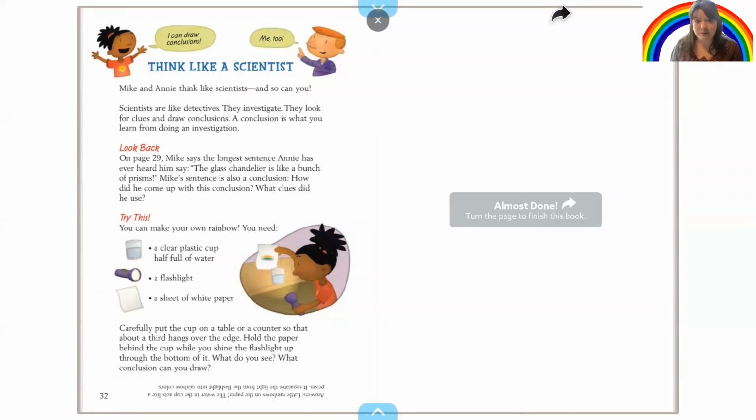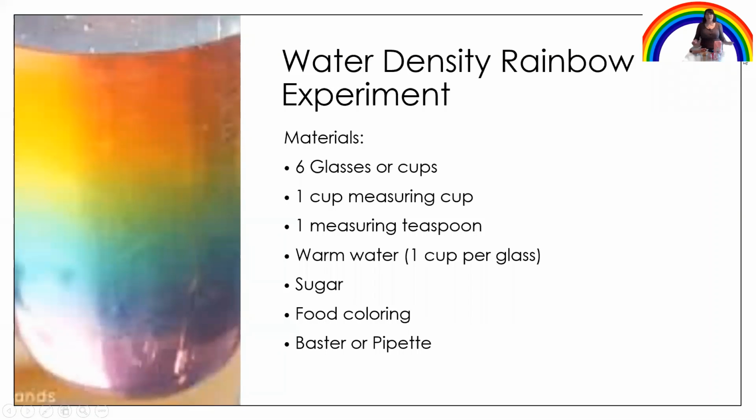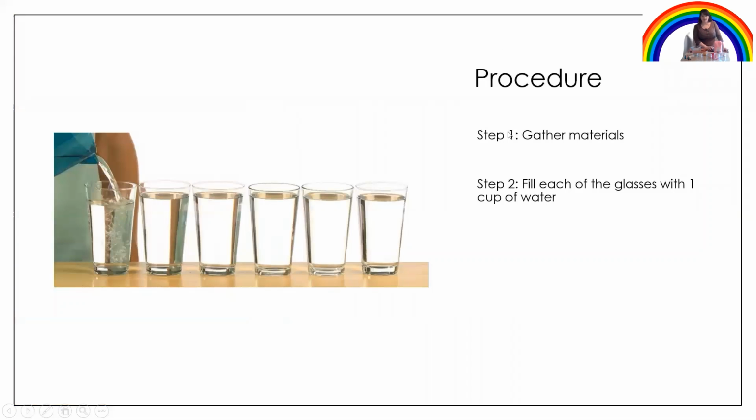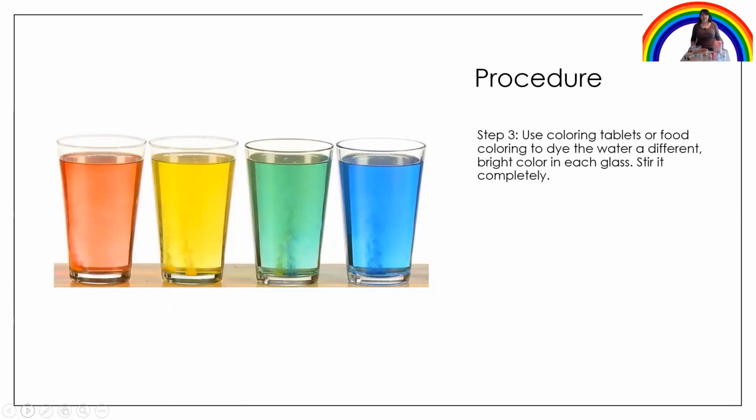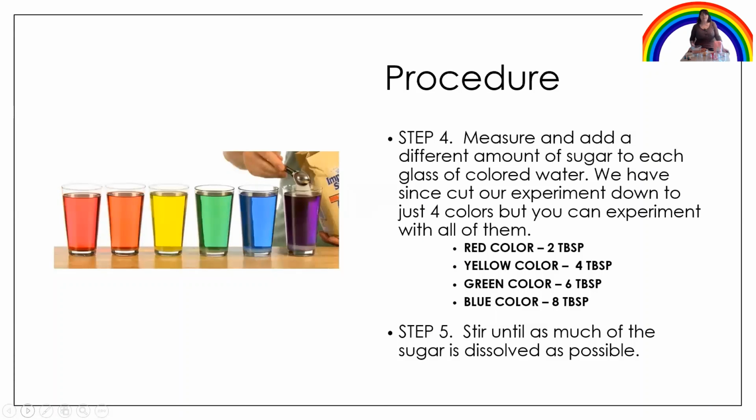Something to think about. For our water density rainbow, we'll need 6 glasses or cups. I'm just going to use 4. One measuring cup, one measuring teaspoon or tablespoon, warm water, sugar, food coloring, and a baster or a pipette. So first things first, I'm going to gather all of my materials, and then I'm going to fill each of the glasses with 1 cup of water. I'm going to use coloring tablets or food coloring to dye the water a different bright color in each glass and stir it completely. Step 4, measure and add a different amount of sugar to each glass of colored water.